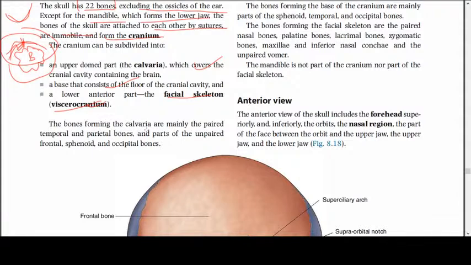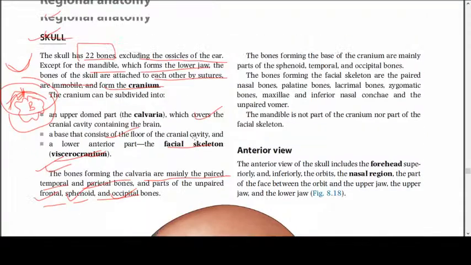The bones forming the calvaria are mainly the paired temporal and parietal bones. It consists of the temporal bones and the parietal bones. It also consists of parts of the unpaired frontal, sphenoid, and occipital bones, but they are not paired.